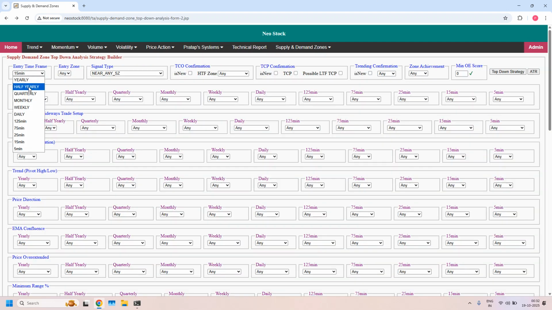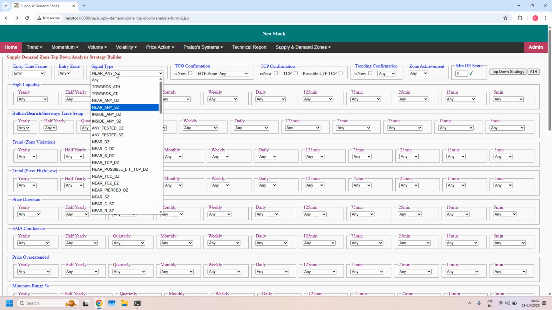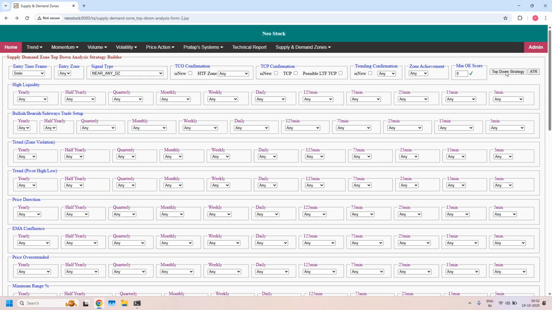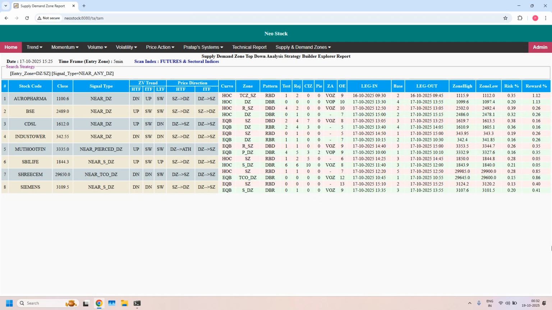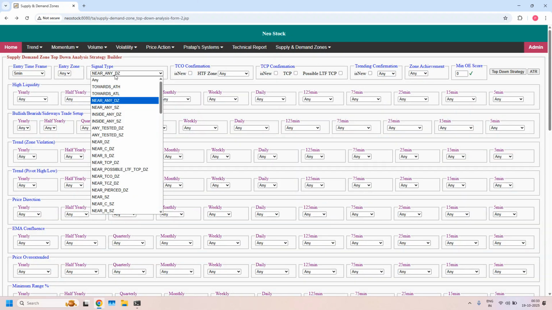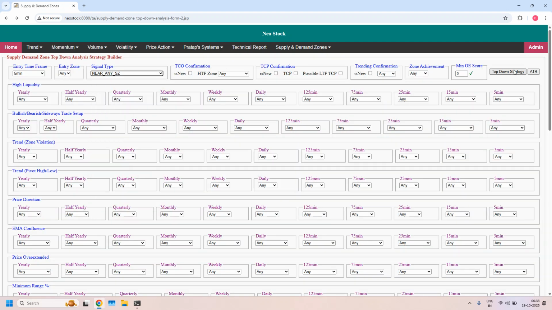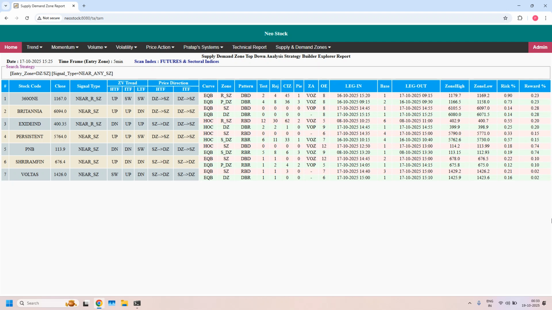Next time frame is 5 minutes. Stocks near to the 5 minutes demand zone, we got 8 stocks. Next stocks near to the 5 minute supply zone, we got 7 stocks.